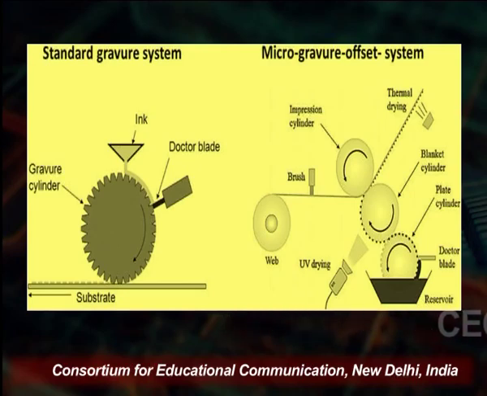Similarly, on the right-hand side, this is a micro gravure offset system. In this type of system we have UV curing, which means whenever we engrave the system, it can dry smoothly through the UV bulb. So these are the two types: the standard gravure system, and the micro gravure offset system.